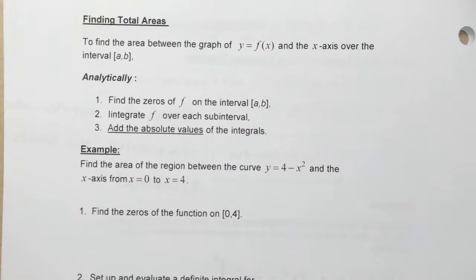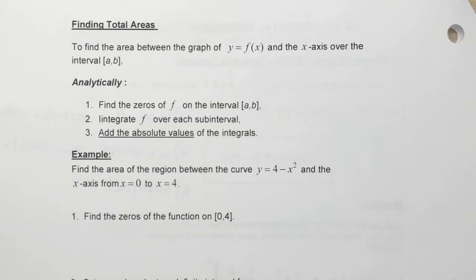Finding total areas. So to find the area between the graph of y and the x-axis over the interval a to b, there are 3 steps. The first step is to figure out what are the zeros of the function on the interval a to b, if they exist. Second is to then integrate the function over each subinterval, which is what we did on the first page. And then the last piece is to add the absolute values of those integrals.